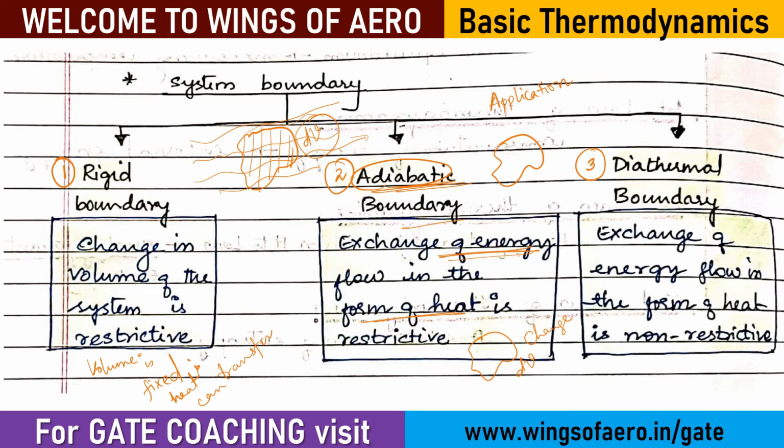Then the third one is the diathermal boundary. The exchange of energy in the form of heat is not restricted. That means it is just the reverse of the adiabatic boundary. If there is a system, it can exchange heat, or it can exchange energy.